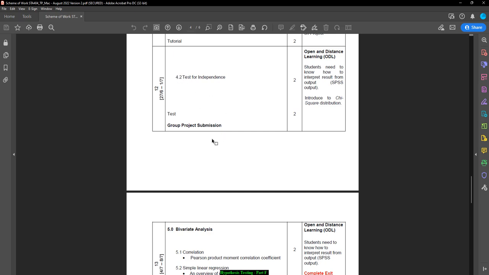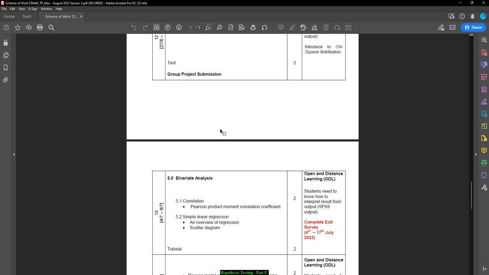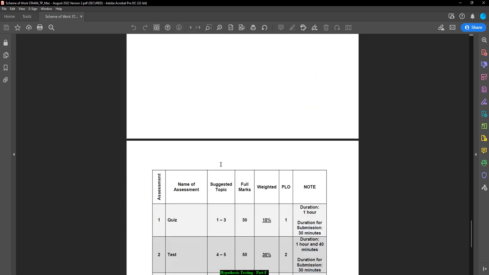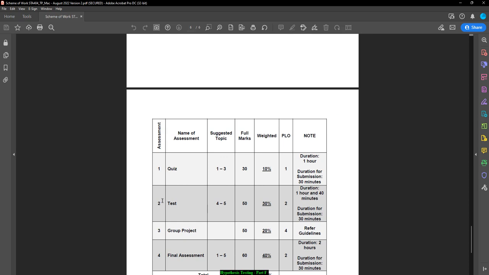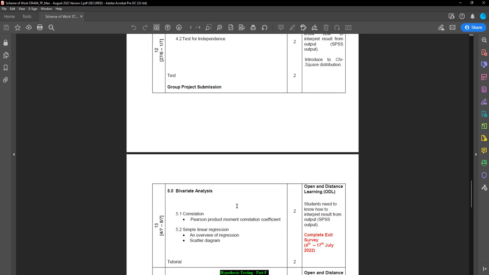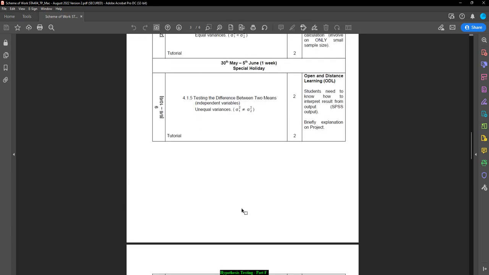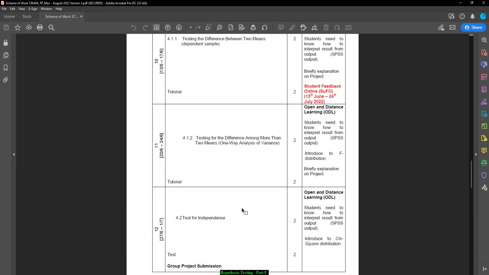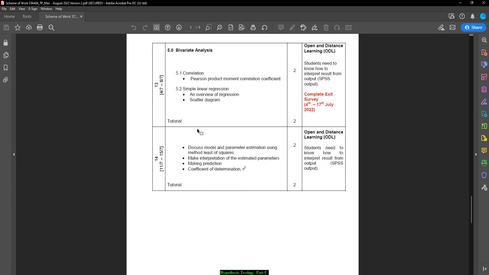So once we finish chapter number 5, we're going to have test number 1, means that assessment number 3, right? Assessment number 3, test number 1, assessment number 2, right? So assessment number 2, test 1 will cover chapter 4 and 5. Right, so make sure you do all the revision on chapter number 4 and chapter number 5, right? Chapter number 5 means minggu depan baru kita tengok lah.